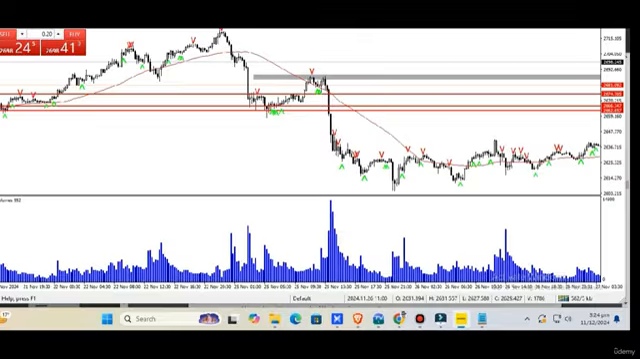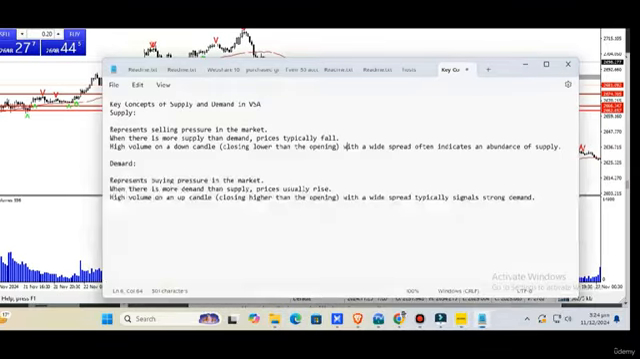Okay, so let's move on to the other thing, which is demand. So what is demand? It represents buying pressure in the market. When there is more demand than supply, prices usually rise. Simple. High volume on an up candle, this is the main thing. High volume on the up candle with a wide spread typically signals strong demand.